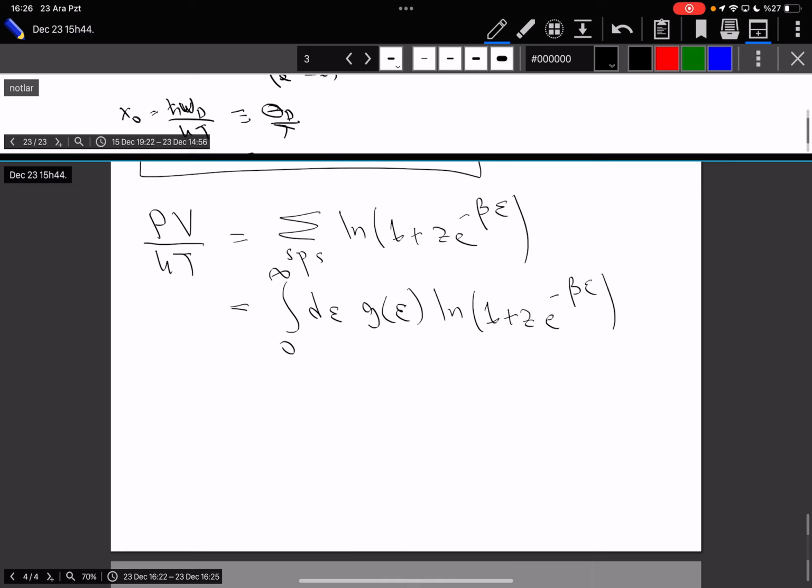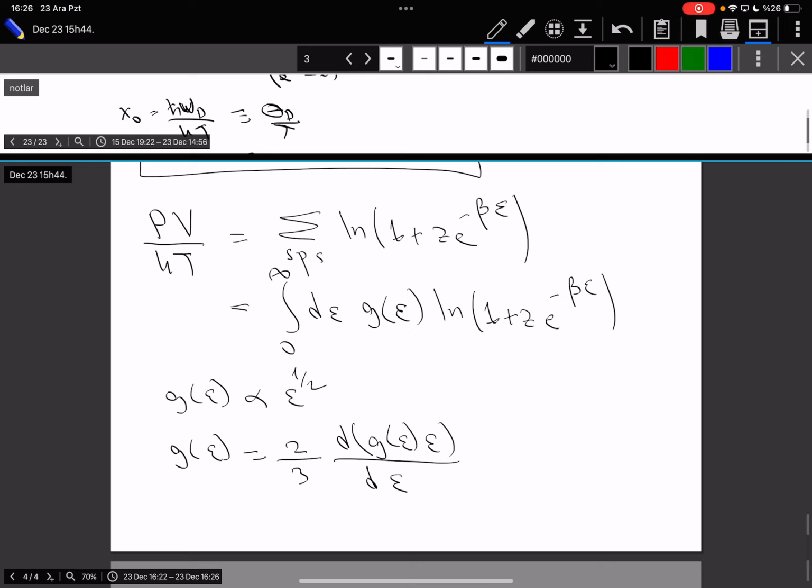In order to do that, just note that G epsilon, which is proportional to epsilon to the 1/2, I can write as the derivative of G epsilon times epsilon with respect to epsilon. That product is proportional to epsilon to the power 3/2. So if I take the derivative, it brings down a factor 3/2, so let me multiply it by 2/3. So PV over KT is equal to this integral of 2/3 d by d epsilon of G epsilon times epsilon of this logarithm.